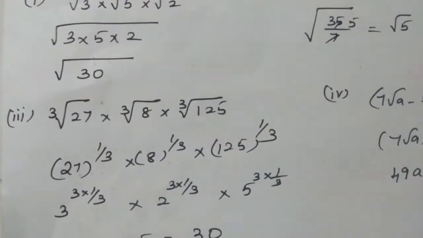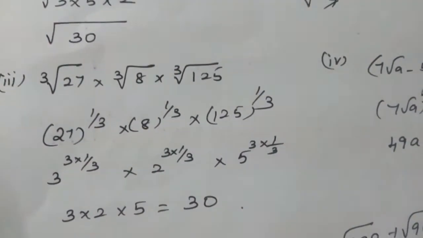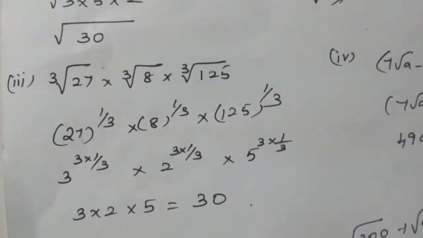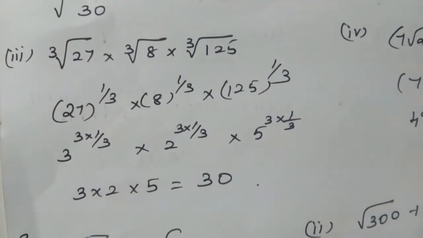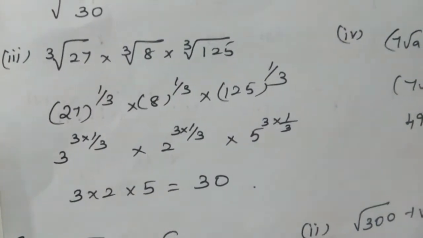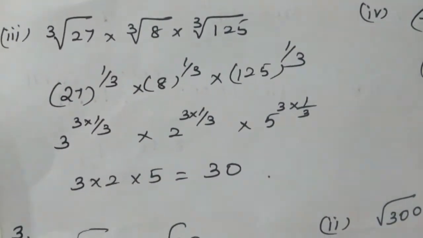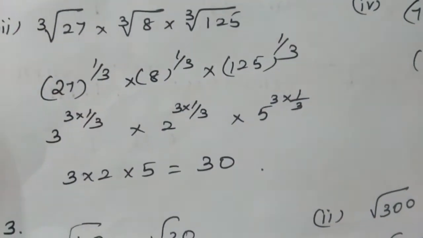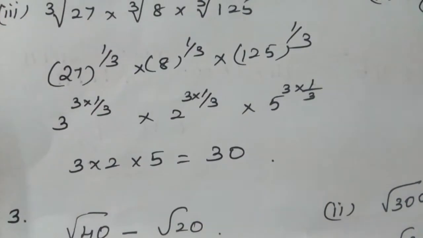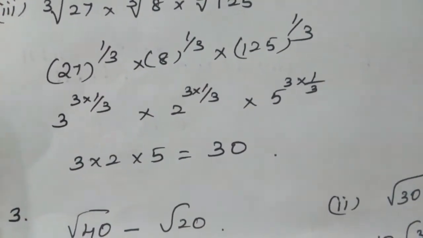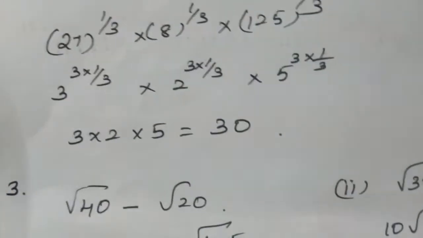And the third question is cube root of 27, cube root of 8 into cube root of 125. So here 27, the whole power 1 by 3, because it is a cubical root. So 27 can be written as 3 cube. 8 can be written as 2 cube. 125 can be written as 5 cube. So automatically 3 into 1 by 3, the 3 will cancel. So we get only 3 into 2 into 5. By multiplying you will get the answer to be 30.